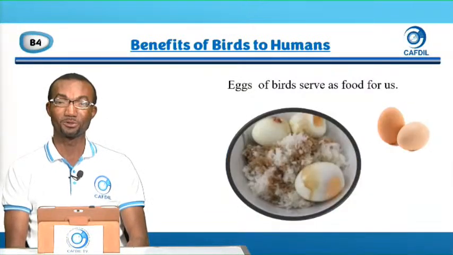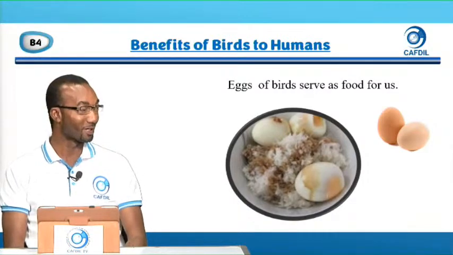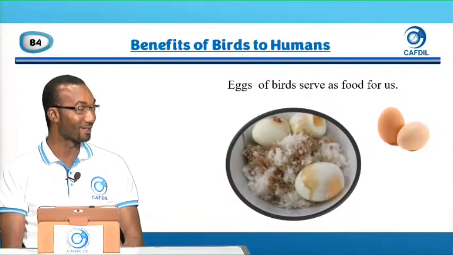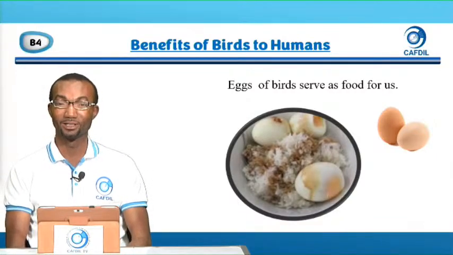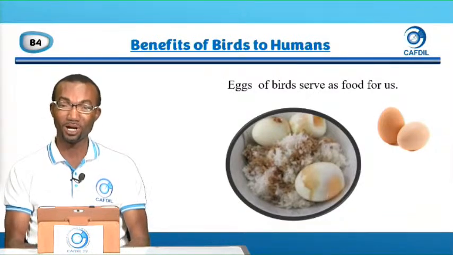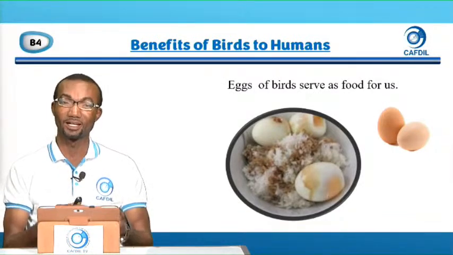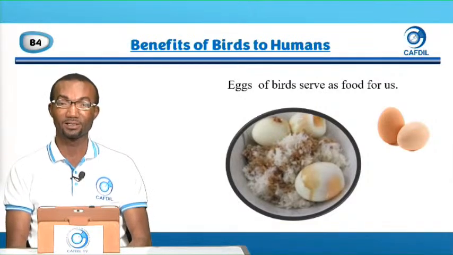Normally when you go to school or when you get your meal, you put your egg on top. If you look on the screen, we have some rice and some eggs. The person going to take this meal is really going to enjoy 3 eggs. I don't know whether the person is celebrating his birthday. He has 3 eggs on the food. So eggs of birds serve as food for us to eat. So 1, we eat the meat, and then 2, we eat the eggs also.